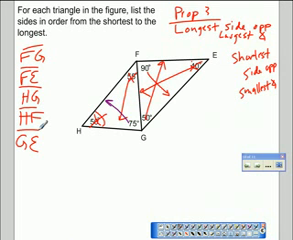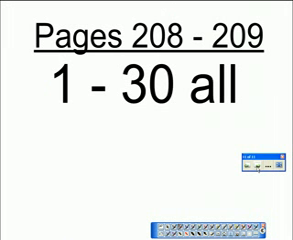Now we have listed them from shortest side to longest side. You might see something like that on an upcoming test. Don't mess it up. I guarantee you there's a problem similar to that with one triangle. All right. 208 and 209, 1 to 30 all.